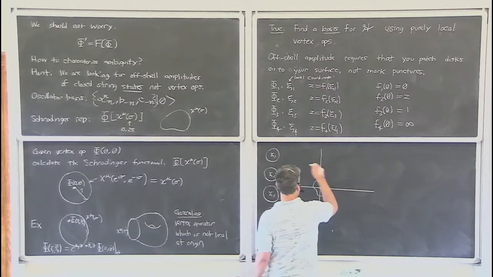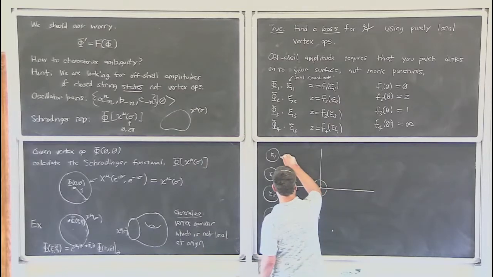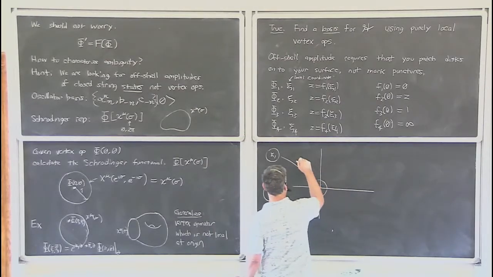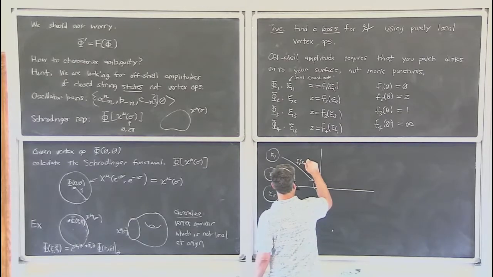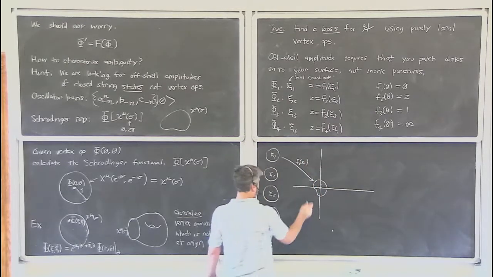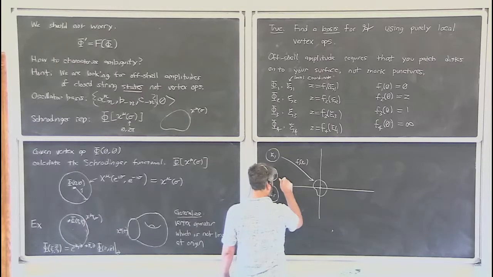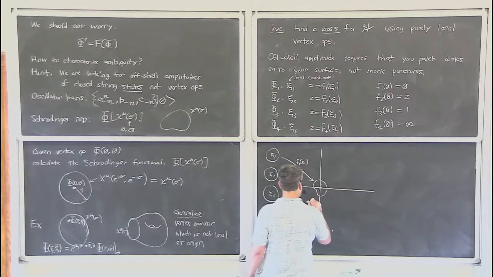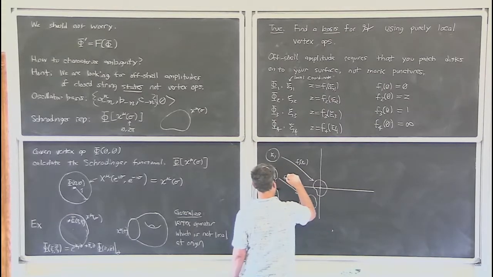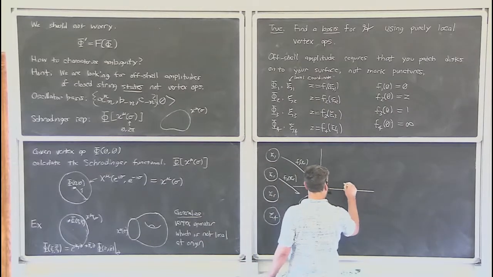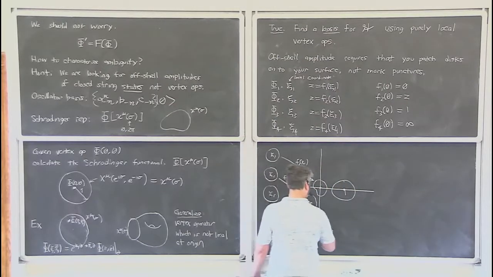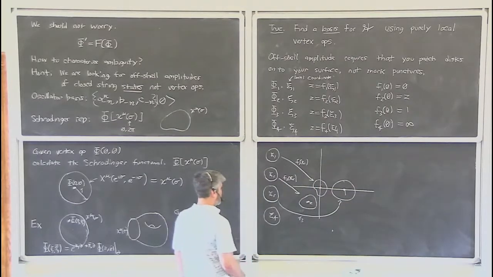So F1 maps this disk here to a disk around the origin. F2 maps to a disk around the point Z. And then F3 maps to a disk here. And then F4 maps to a disk at infinity.